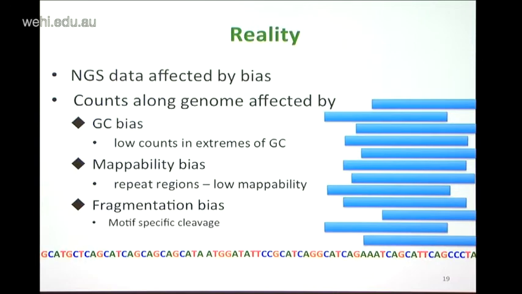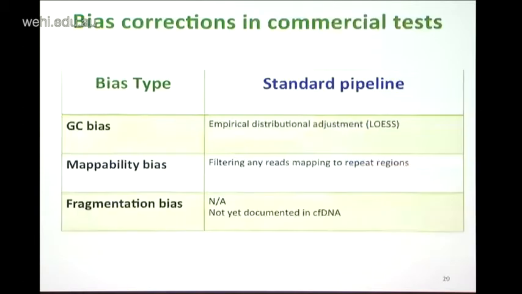The third source of bias hasn't been investigated very well, and it's known as fragmentation bias. This occurs if your fragments are cleaved at specific sequence motifs. So if the fragments tend to be cleaved at an AAA motif, you won't get the same amount of counts at a CCC motif. That is another source of bias that affects your counts.